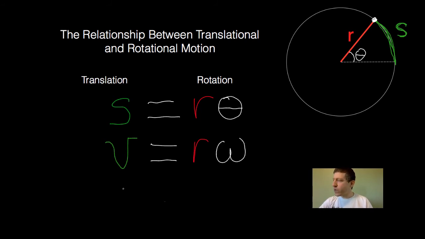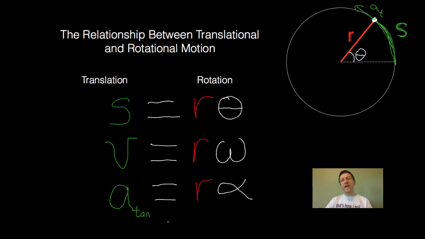Similarly, you could probably guess the next one, the tangential acceleration, and I'm going to put tangential there so you can keep that in mind. It's this acceleration this way, a tangential, will equal r times, you guessed it, alpha. And the reason I have to put this tangential there is because when something's going around in a circle, it is also accelerating centripetally. So we're just talking about this linear acceleration tangentially. Often that's left out. Tangential acceleration is r alpha.